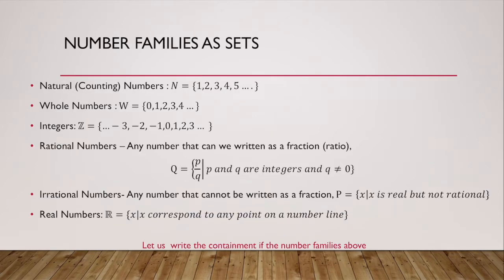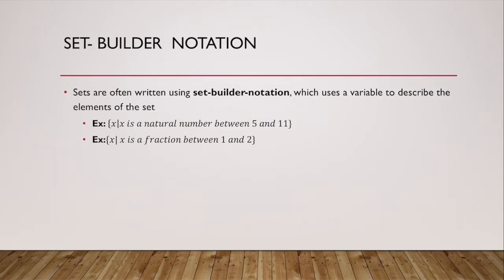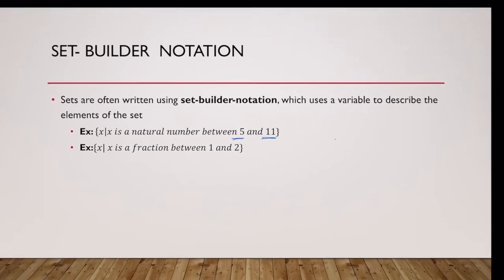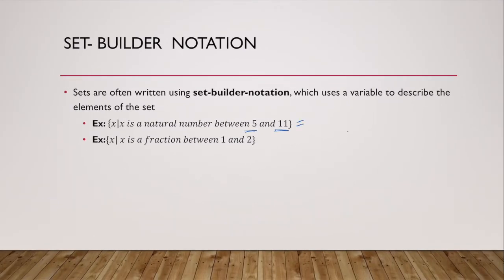Elements are often written using set builder notation, and that uses a variable to describe the elements of the set. So for example, if x is a natural number between 5 and 11, well, that would be the set, not including 5 and 11, because it has to be between 5 and 11. That would be the set 6, 7, 8, 9, 10. That's another way to write this set in set builder notation.